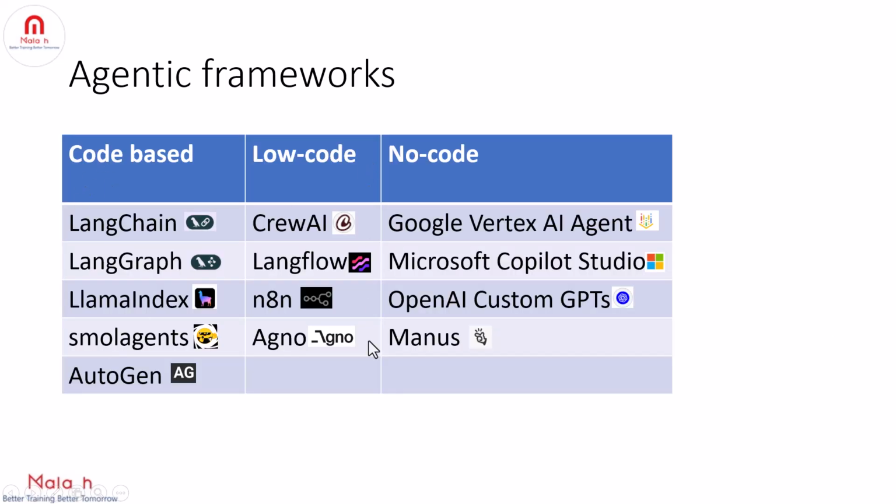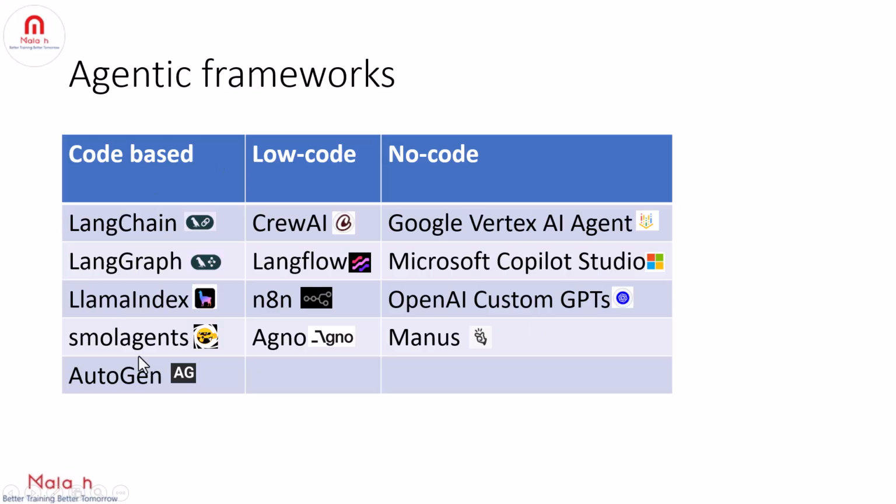So if you consider under each category, under code based, we have LangChain, LangGraph, LlamaIndex, smolagents, and AutoGen. And under low code, we have CrewAI, LangFlow, N8N, Agno. And under no code, we have Google Vertex AI Agent, Microsoft Copilot Studio, OpenAI Custom GPTs, and Manus, right?